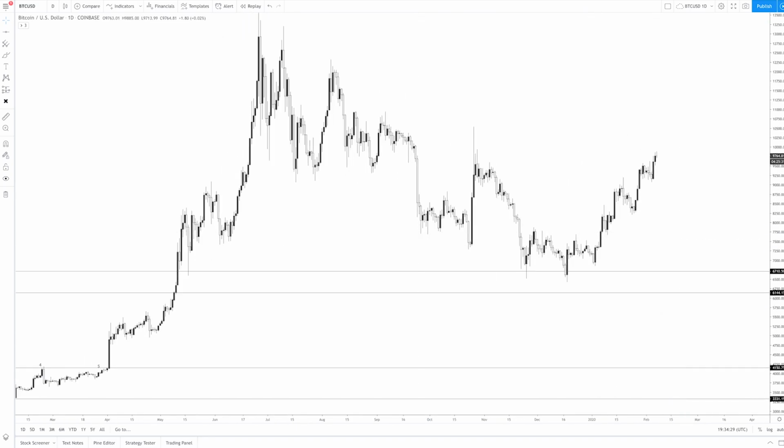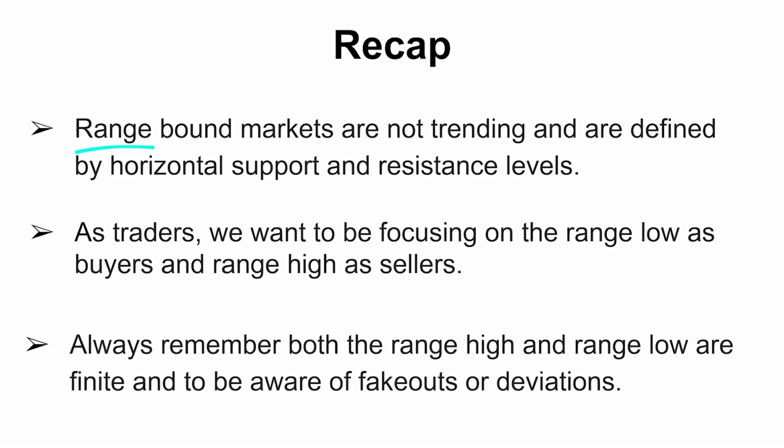So let's recap. So we know range-bound markets are not trending and are defined by horizontal support and resistance levels. Range-bound markets can be called horizontals or consolidation phases, and typically are before an expansion or a breakdown. As traders, we want to be focusing on the range low as buyers and range high as sellers. The important thing to remember is both the range high and range low are finite, and to be aware of fakeouts or deviations within the range.